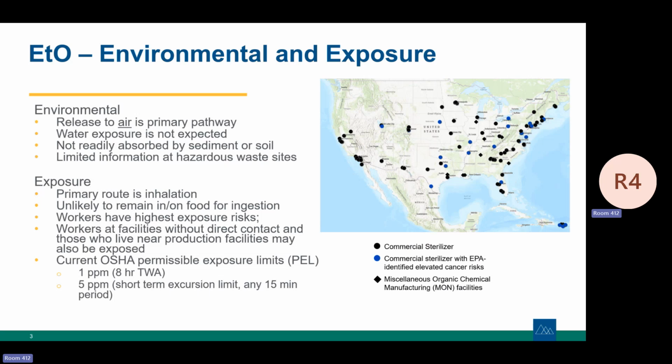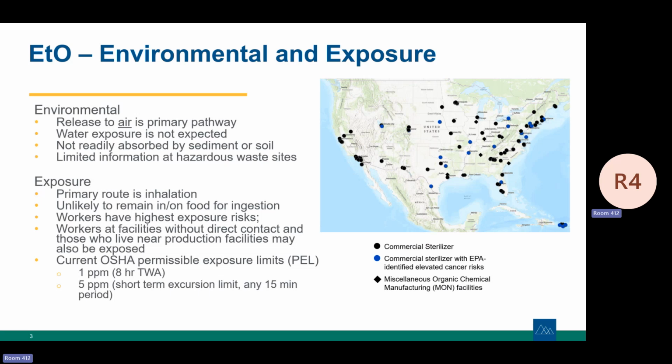This rule is specific to air exposure. The primary release of ethylene oxide is to the air, so the primary route is inhalation. That's the focus of the whole study. Water and soil is not really expected, but that is not to say that it's impossible. It's just not expected. There is some work that they're looking at with pesticides as well, so do with that as you wish. I do have a little more information on that.